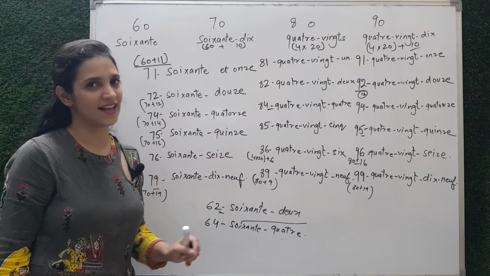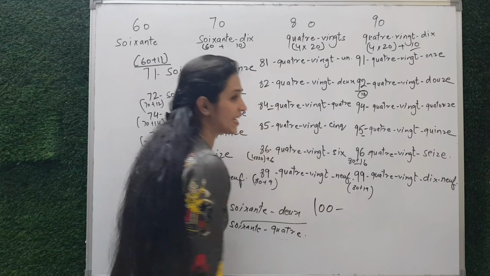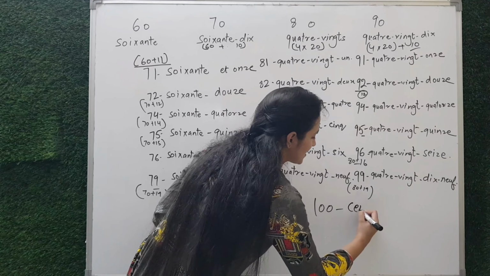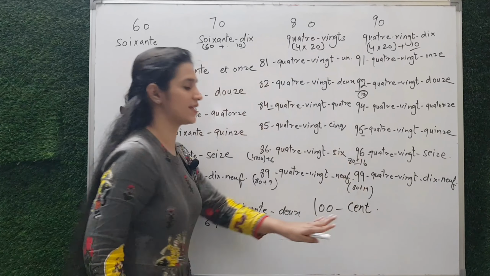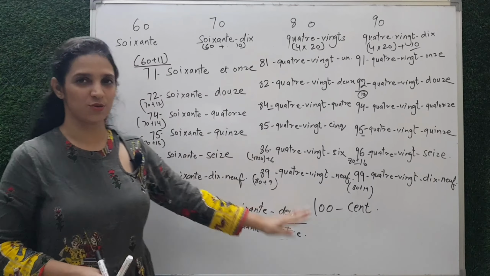And last, which is 100. What is 100? 100 is cent. Cent. And the spelling is C-E-N-T. Cent. This is 100. Right? So these were the numbers from 70 to 100.